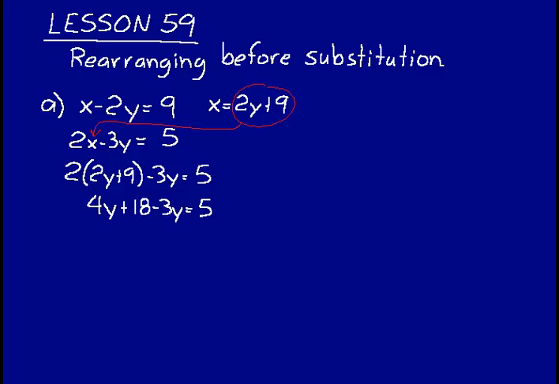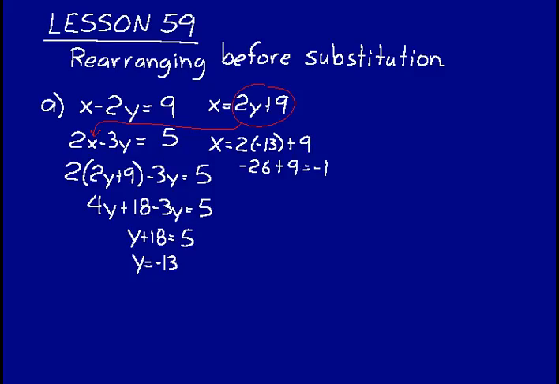And so we can add like terms on the left, and we'll end up with just y plus 18 is equal to 5. And then we could subtract 18 from both sides there, and we would end up with y equals negative 13. So we have the y value for this ordered pair. We need the x value still. So we'll go back in to that equation that we rearranged, and we can solve for x because it's already set equal to x. So we can say x equals 2 times negative 13 plus 9. And so that would be a negative 26 plus 9. And so that would be equal to negative 17.